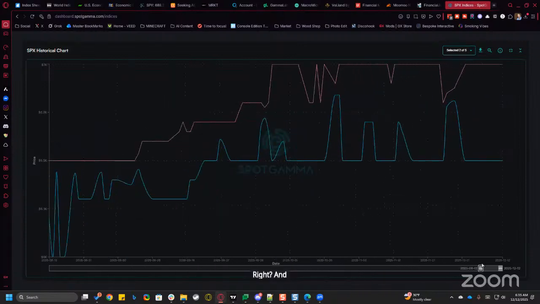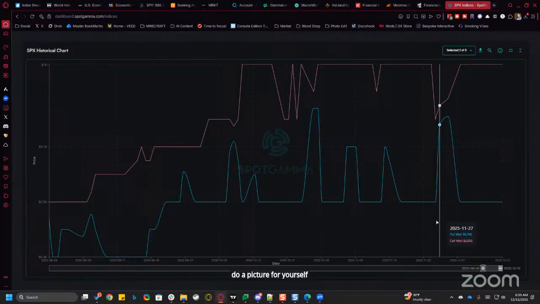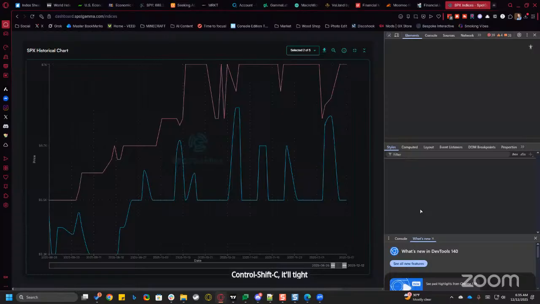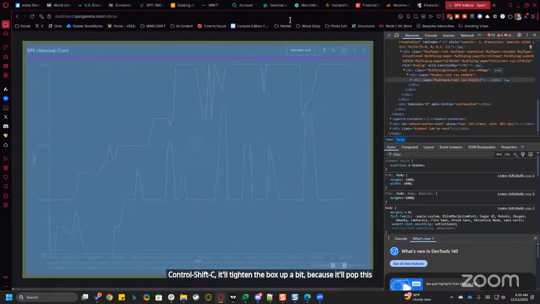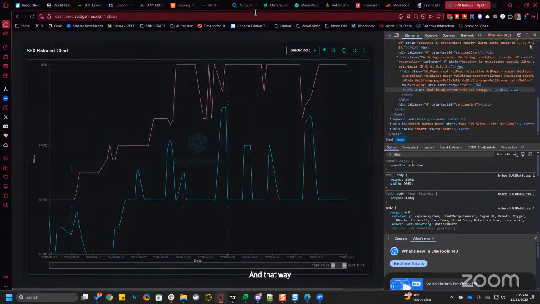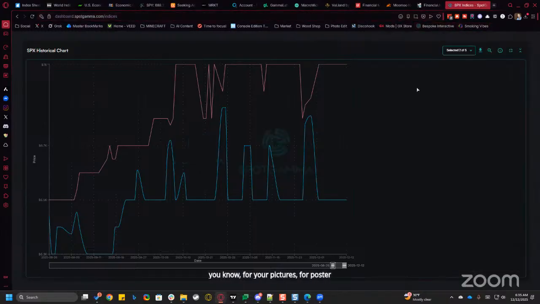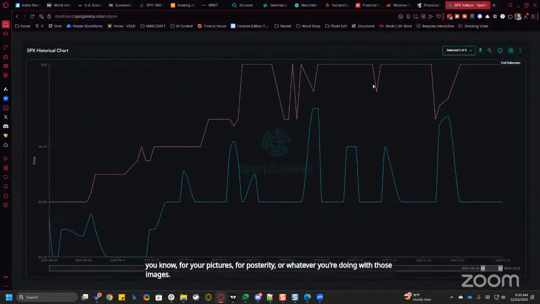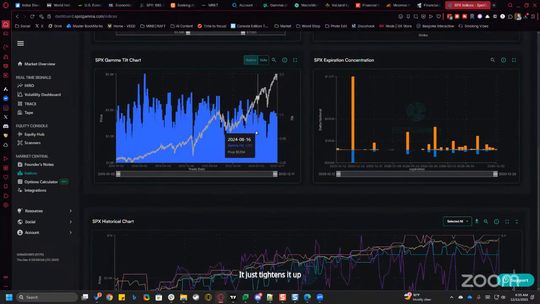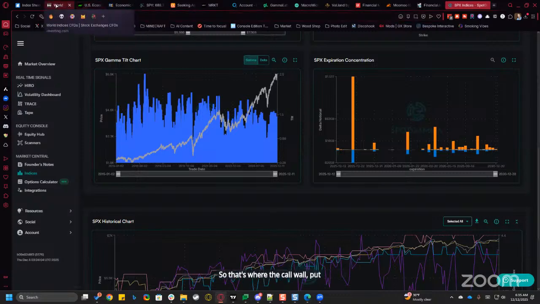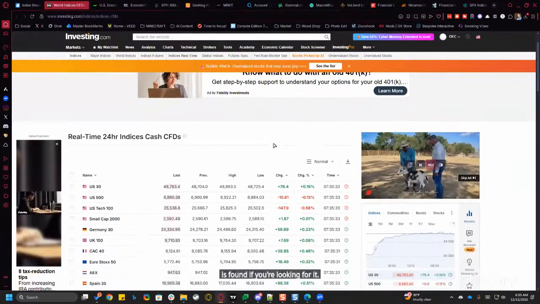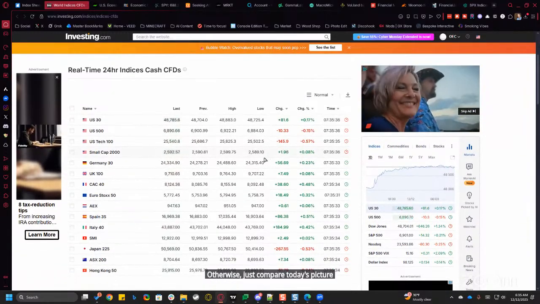And if you are going to do a picture for yourself, zoom in and use Control Shift C. It'll tighten the box up a bit because it'll pop this element page up. That way you've got a much more compact image for your pictures, for posterity or whatever you're doing with those images. It just tightens it up so you get a better picture. So that's where the call wall, put wall change is found if you're looking for it. Otherwise, just compare today's picture with yesterday's picture.